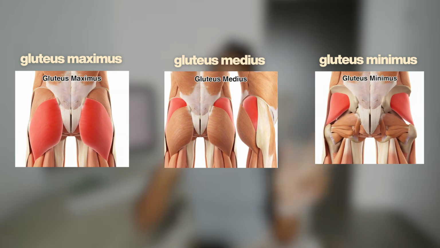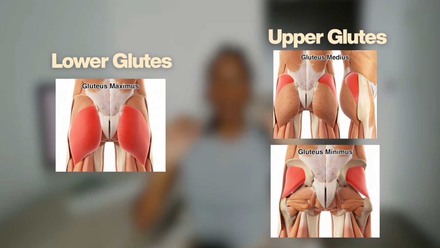The first thing we need to talk about, which is probably one of the most important things, is the anatomy of the glutes, because it's so important for you guys to understand the different muscles so you know which muscles you should be targeting. The glutes has three muscles: the gluteus maximus, the gluteus medius, and the gluteus minimus. But it's commonly grouped into two groups, which is the lower glutes and the upper glutes. The lower glutes is the gluteus maximus, and the upper glutes consist of the gluteus medius and minimus.